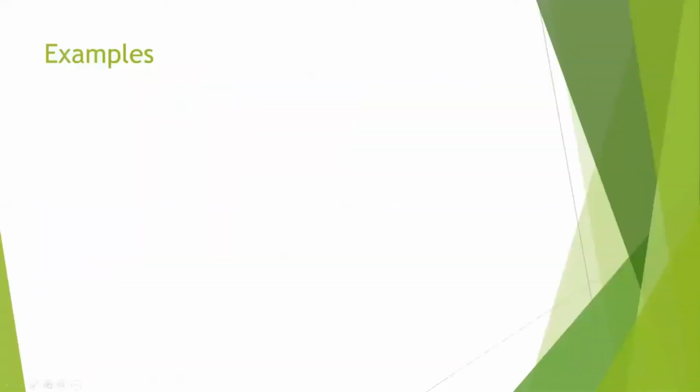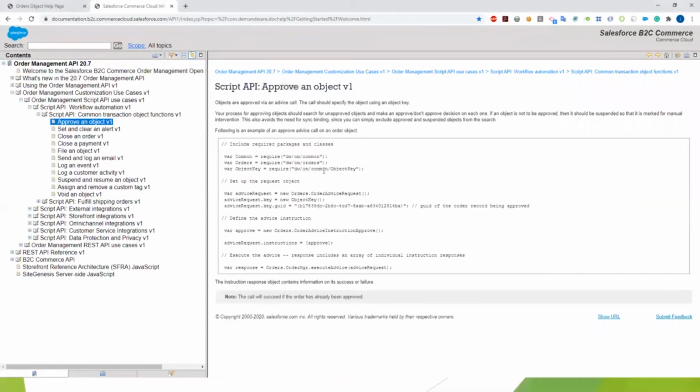So at first, I will include the required packages, and if you noticed, the OMS packages start with dw.om. So all OMS packages start with dw.om. Now we should prepare an order request to communicate with OMS. We will define a variable called advice request, new order.OrderAdviceRequest. Now we should assign the order GeoID to the order request.